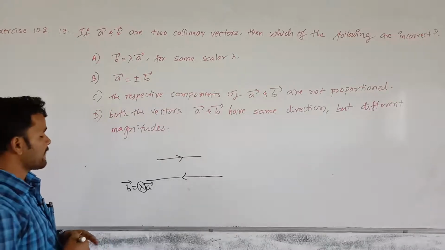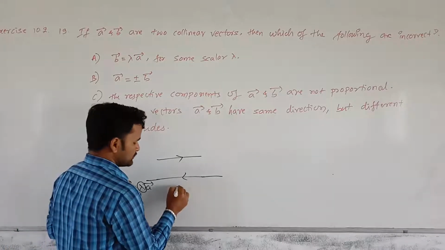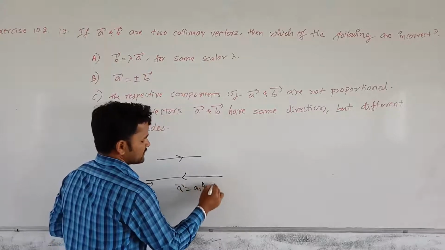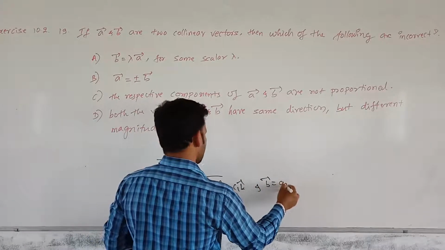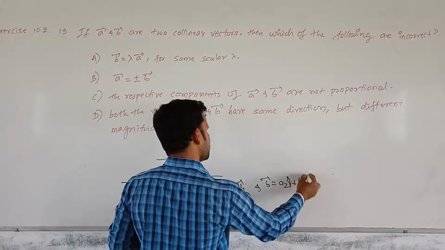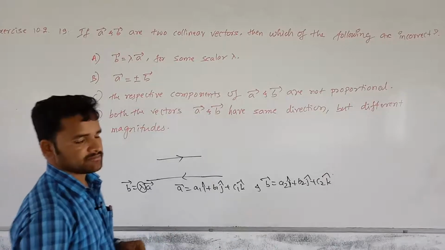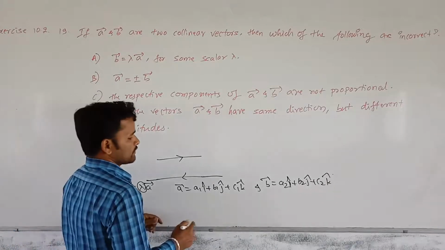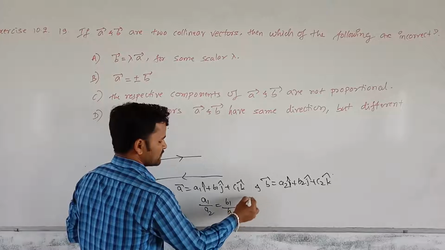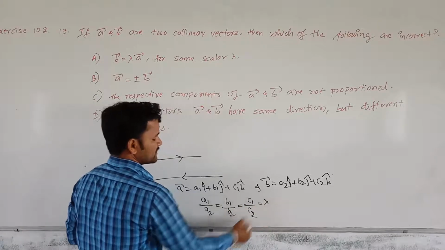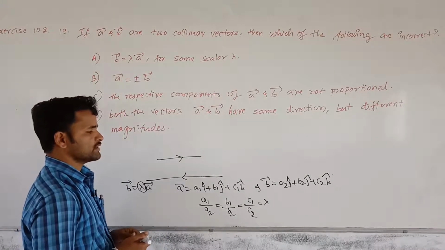And then if it is given in the component form, I told you, if vector A is equal to a1i plus b1j plus c1k and vector B is equal to a2i plus b2j plus c2k, and the corresponding components' ratios are the same, then the vectors are collinear. That means a1 by a2 should be equal to b1 by b2, which should be equal to c1 by c2. All these ratios have the same value. Then we say those two vectors A and B are collinear.